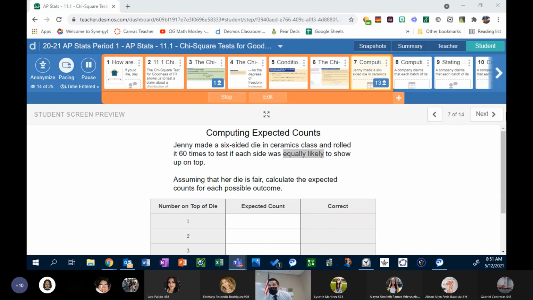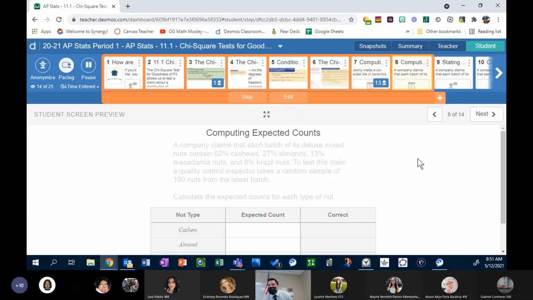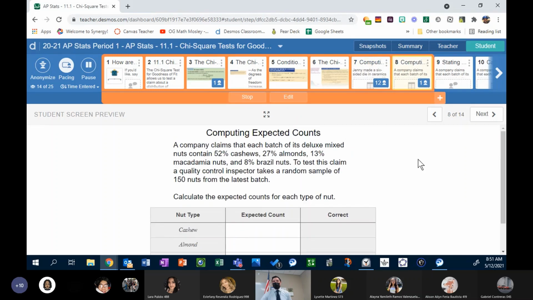All right. So that leads us to the next. There we go. So we'll open it up to our next question, and we have expected counts again. Similar type of calculation, same kind of table we're looking at here, but we have a new context. Right? A company claims that each batch of its deluxe mixed nuts contains 52% cashews, 27% almonds, 13% macadamia nuts, and 8% Brazil nuts. To test this claim, a quality control inspector takes a random sample of 150 nuts from the latest batch.